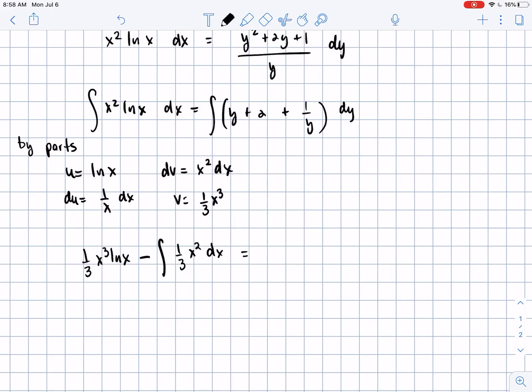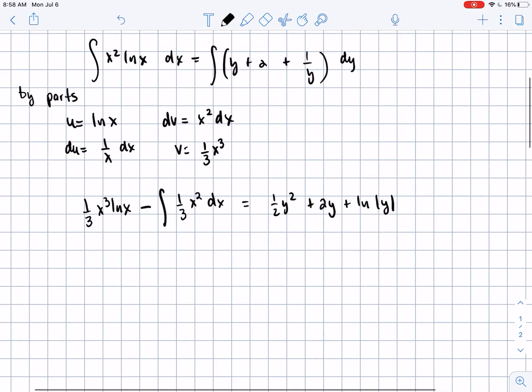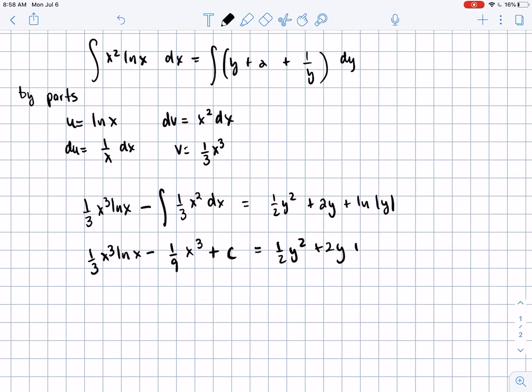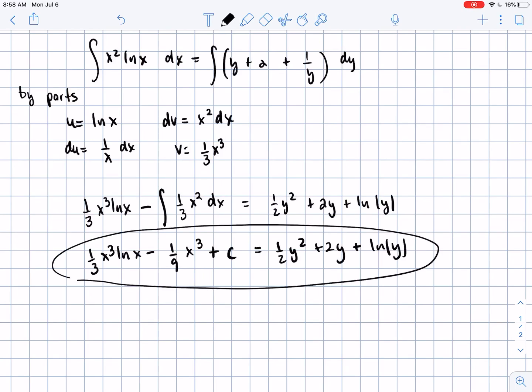what's our antiderivative of the right side, which is 1/2 y squared plus 2y plus ln y, and then I always put the c on the x side. So last step, take the antiderivative of this side, and we'll get 1/9 x cubed plus c, and then just rewrite the right side. Okay, and that should be your solution.